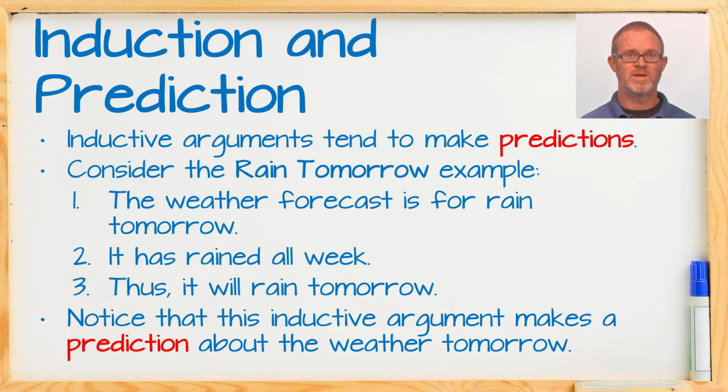So we see, for example, in our rain tomorrow example, the weather forecast is for rain tomorrow, and secondly, it's rained all week, and so therefore we conclude that it's going to rain tomorrow. Again, we have a kind of prediction here, and it's really just a prediction about the weather tomorrow. And so we have that inductive argument with that element of prediction.